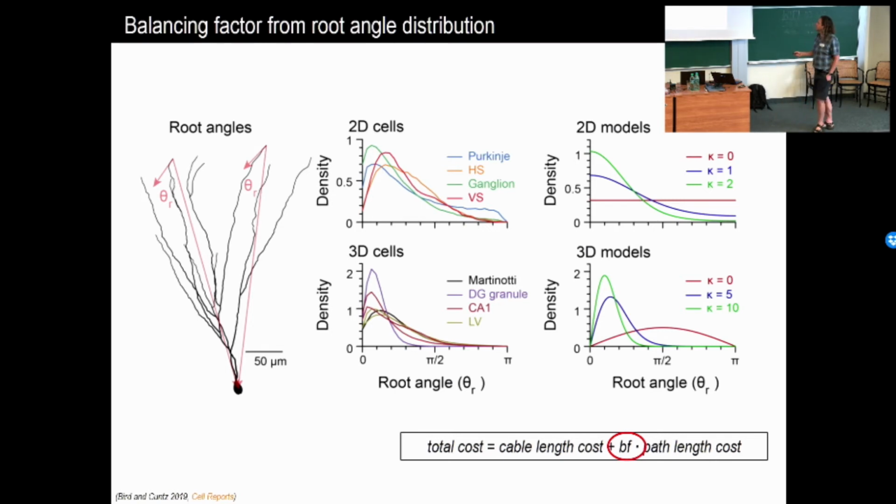Okay, so this should be clear. This granule cell here has a very high balancing factor, which means that almost all the segments point almost directly towards the root. So you have a very tight distribution, very small values of this root angle. That's the idea behind this. Still clear, everything good, wonderful.